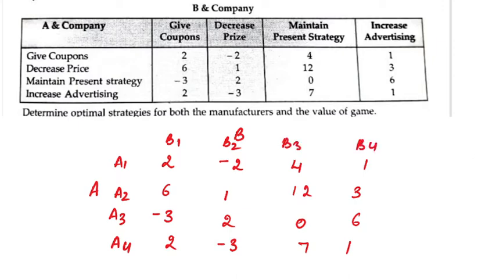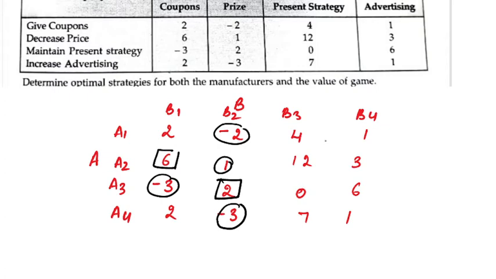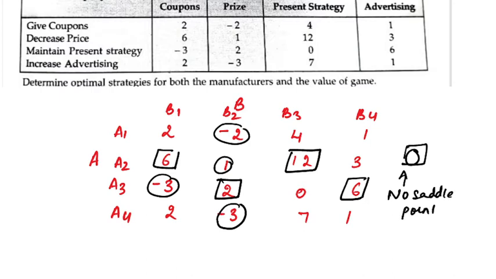Let's first find the saddle point. The row minimums are -2, then 1, then -3, and then -3 again. From the columns, B1 maximum is 6, B2 maximum is 2, B3 maximum is 12, and then the maximum is 6. We do not have a match anywhere, so there is no saddle point. So let's proceed with the dominance.